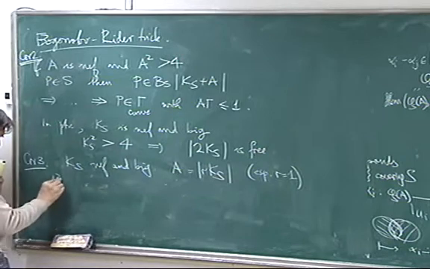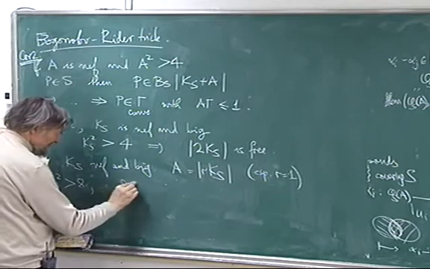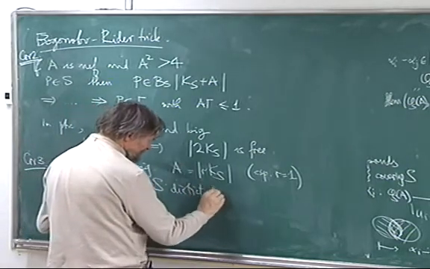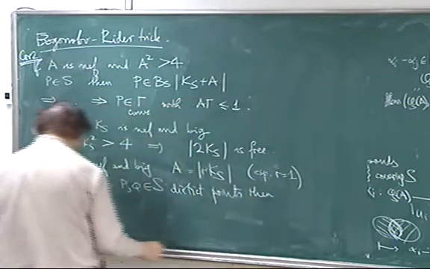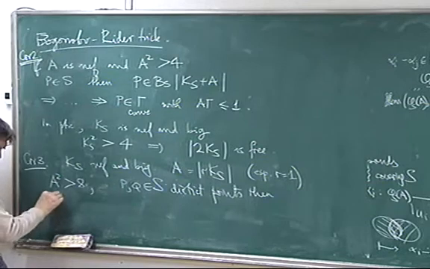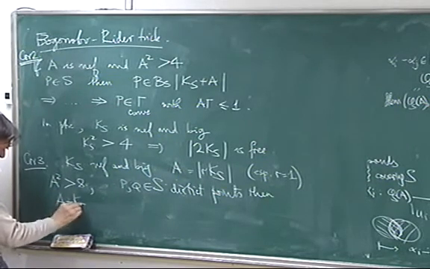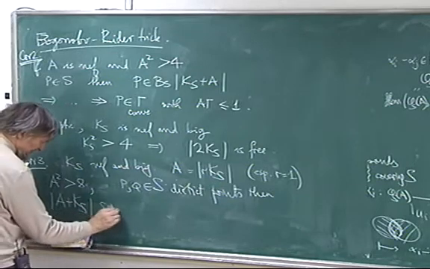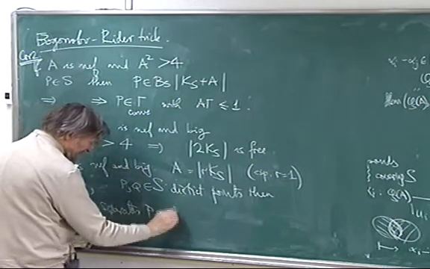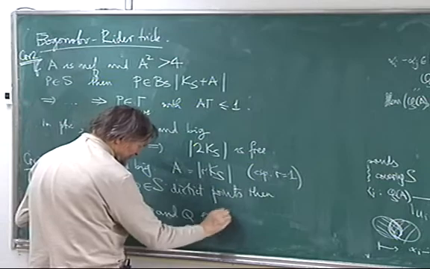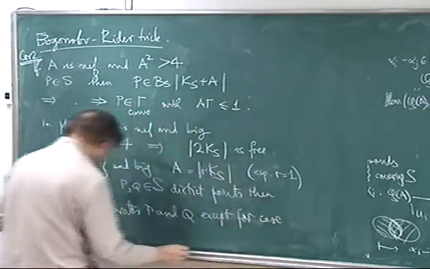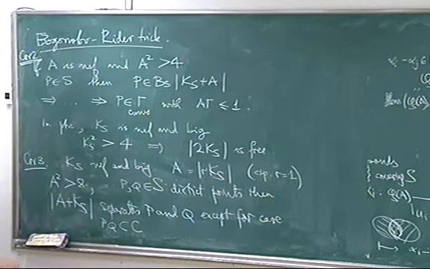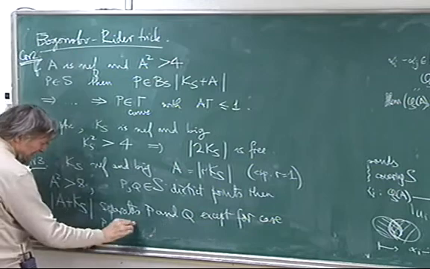So if A squared is greater than 8, and P, Q in S are distinct points, then A plus KS, so this means R plus 1 KS, especially 2 KS, separates P and Q, except for the case that P and Q are contained in some curve C. Let me say contained in some E, effective divisor.